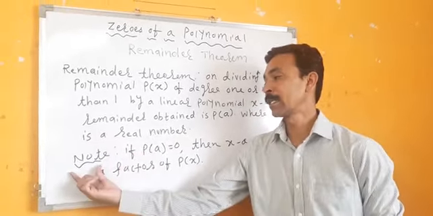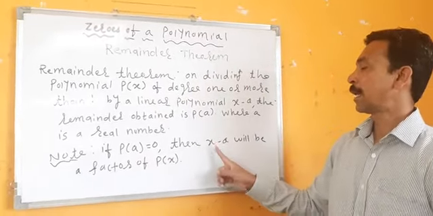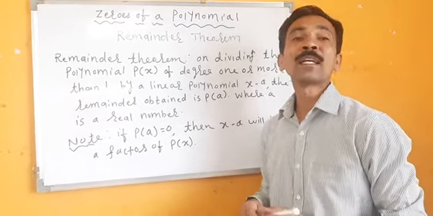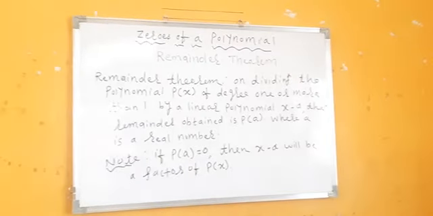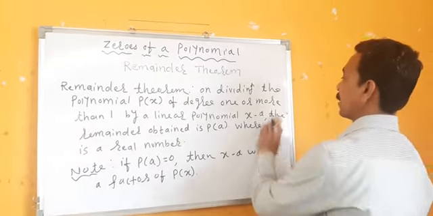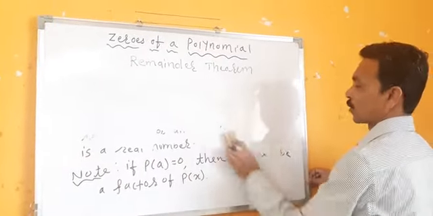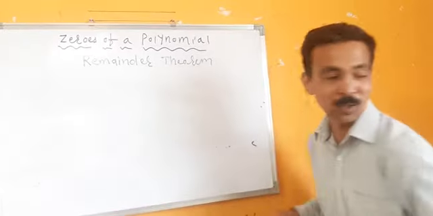And see this note, it is very important. If p of a is equal to 0, then x minus a will be a factor of p of x. Okay, division algorithm I will tell you. What is the meaning of division algorithm? That also I will tell you, so that will help you a lot. Before we start, I will tell you what is the meaning of division algorithm.